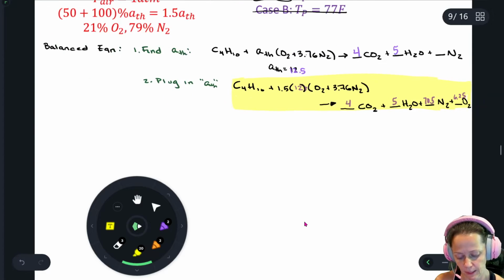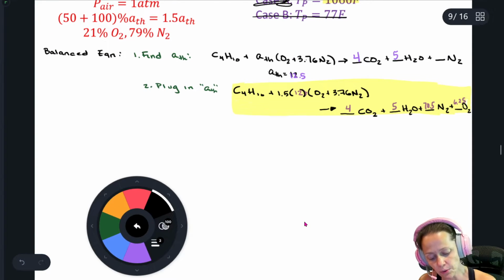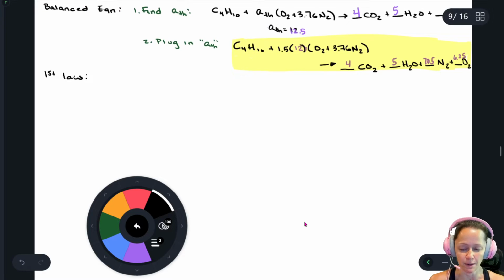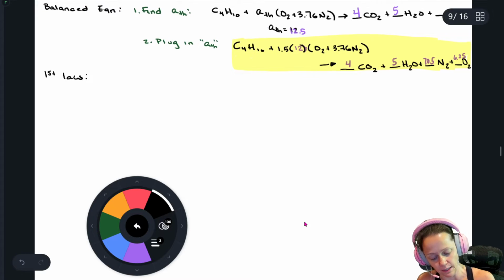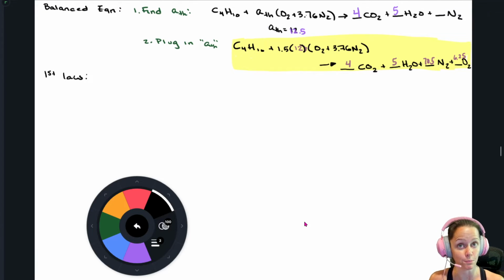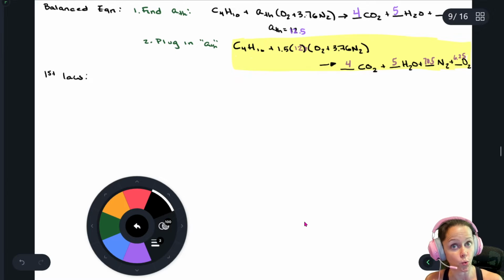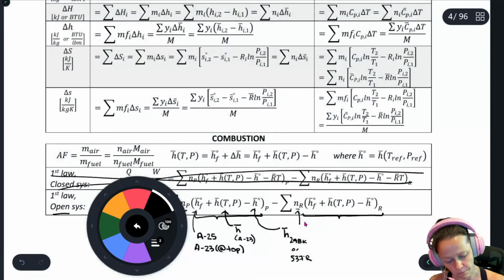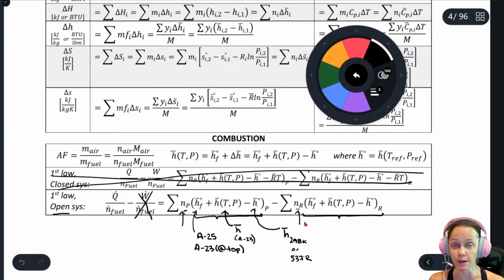All righty. Okay, so now I'm going to be looking at my first law applied to a chemically reacting system, right? I'm going to copy directly from my equation sheet, and I'm going to ignore the W dot term, and it's just going to give me Q dot over N dot of my fuel. So I'm looking at that equation down there at the bottom. That's what I'm writing.